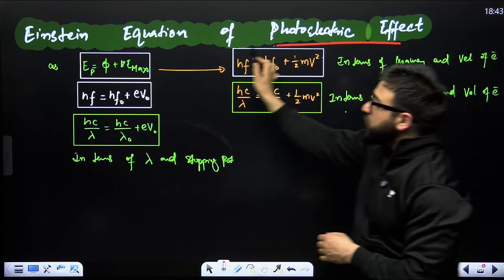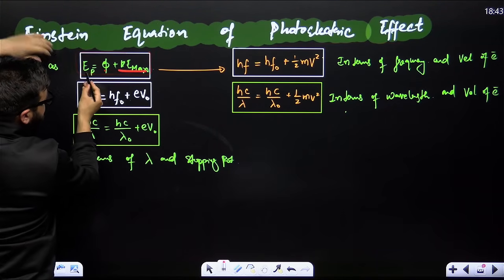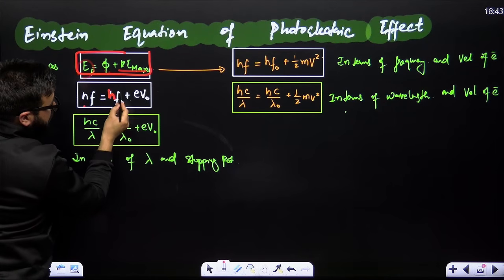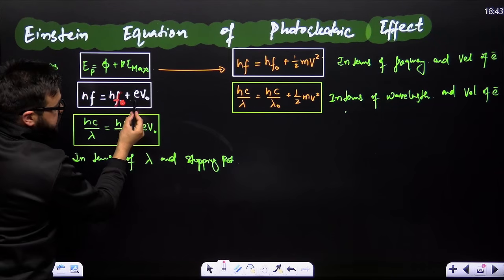Then these are the different versions of Einstein's photoelectric equation. You can write it like this also: phi plus maximum kinetic energy. The energy of the photon is h into f. The work function you can write as h into f naught, where f naught is the threshold frequency, the minimum frequency required to pull the electron from the metal surface. And the kinetic energy you can write as eV naught.